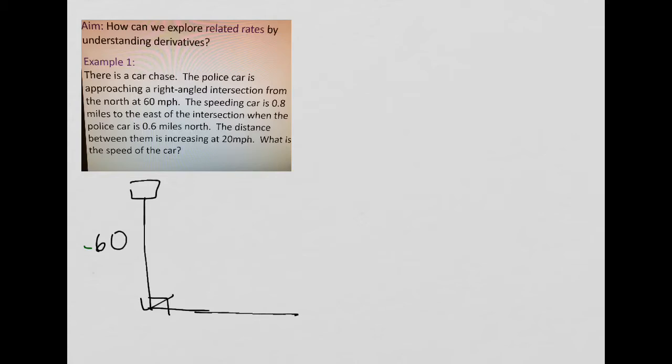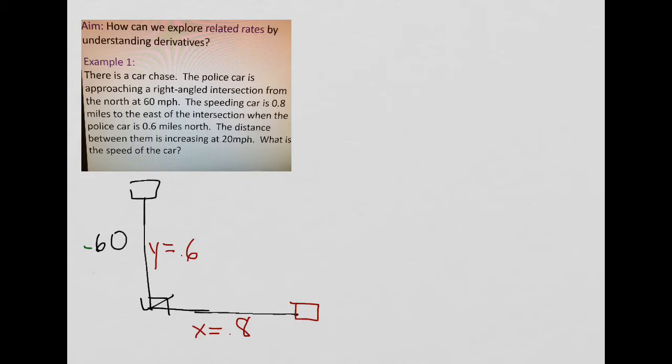So now the next sentence says the speeding car is 0.8 miles to the east. So that's where our car is, and it's 0.8 miles to the east. So since you're going towards the east, you're going to the right, and you're measuring that out to be 0.8. So I'm labeling that as X since that's along my horizontal. And it says when the police car is 0.6 miles north. So that means that I'm going to label the Y, because that's the vertical, as 0.6.